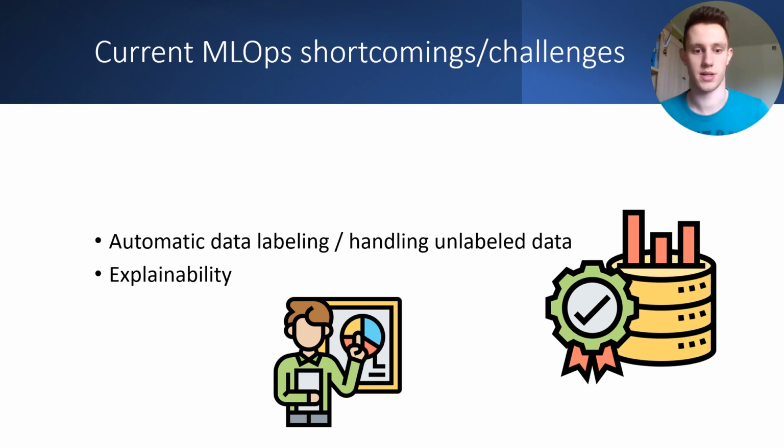The second challenge is explainability, because the whole flow can be automated and a machine learning model can be made completely automatic. It becomes more of a black box than before.